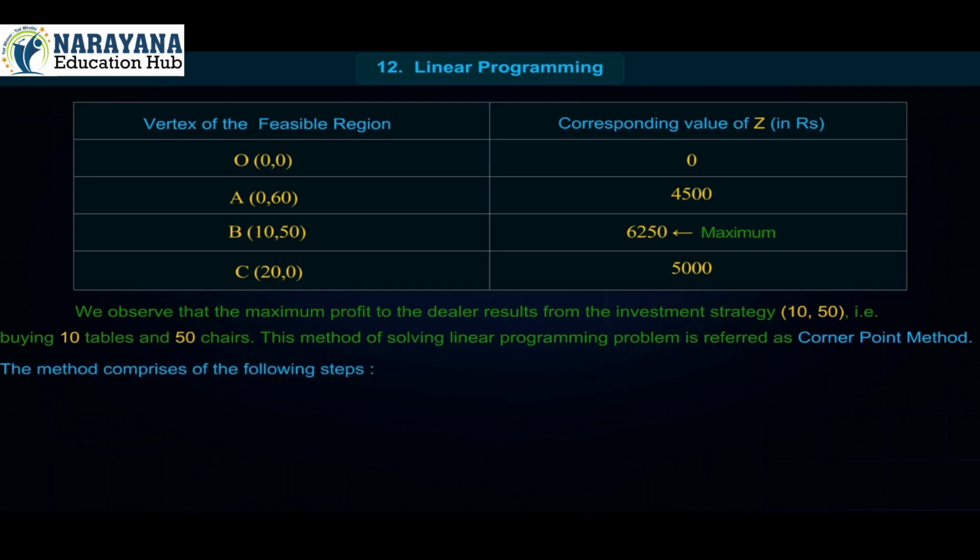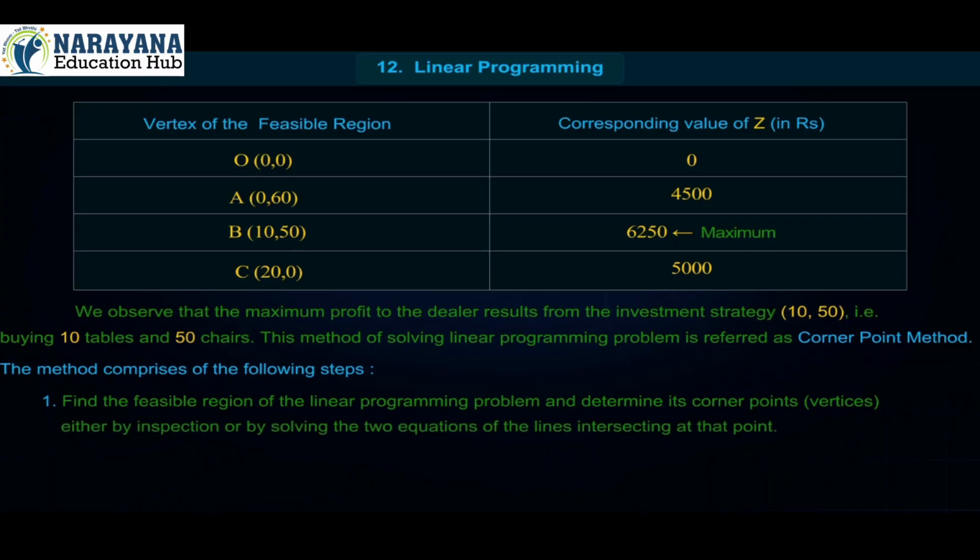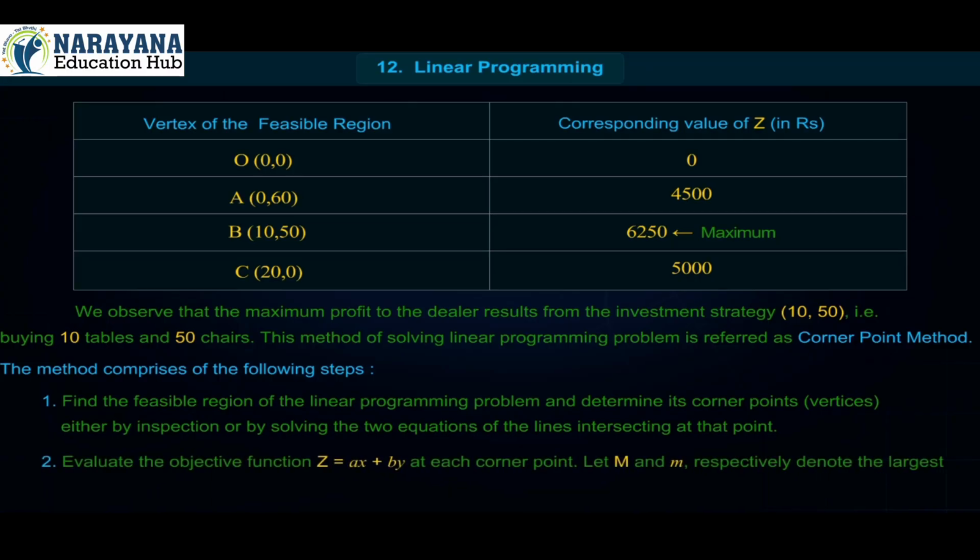The method comprises the following steps. Number 1. Find the feasible region of the linear programming problem and determine its corner points, that is, vertices, either by inspection or by solving the two equations of the lines intersecting at that point. Number 2. Evaluate the objective function z = ax + by at each corner point.